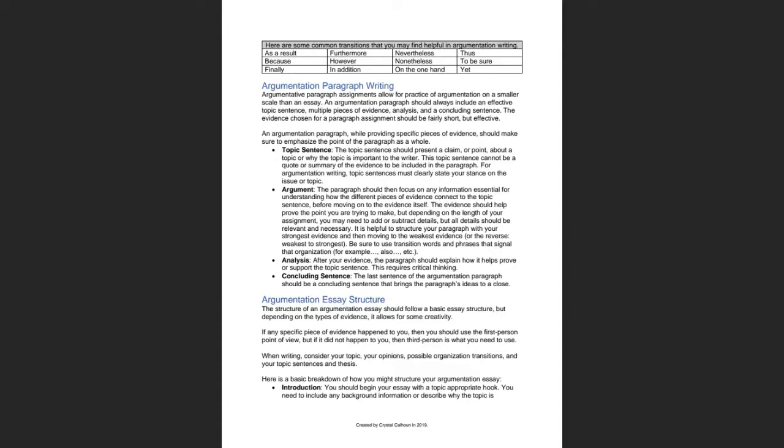Lots of people just start off with a sentence with a quote in it or a citation. If you do that, you've lost the plot. For argumentation writing, the topic sentence must clearly state your stance on the issue or topic. Then you follow with your argument, and usually that involves including evidence.